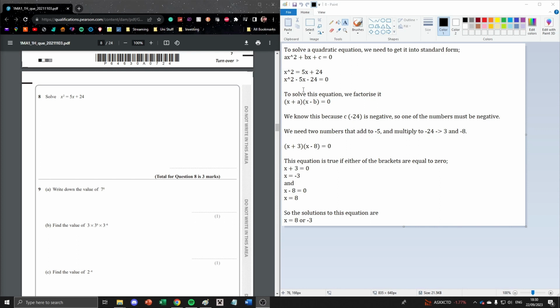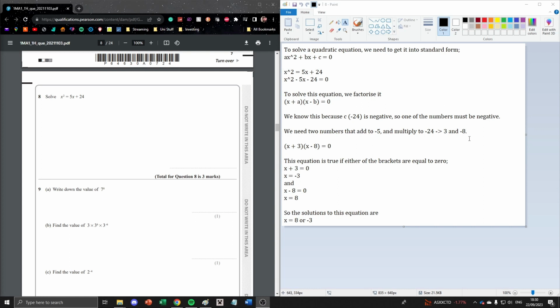We're looking for basically a and b here in this bracketed form, and we're looking to make it so that a times b gives us minus 24. Obviously, there's a minus here, so that's going to be ensured. And a plus b, in this case, obviously a minus b, gives us minus 5. So yeah, we need 2 numbers that add to minus 5 and multiply to minus 24.